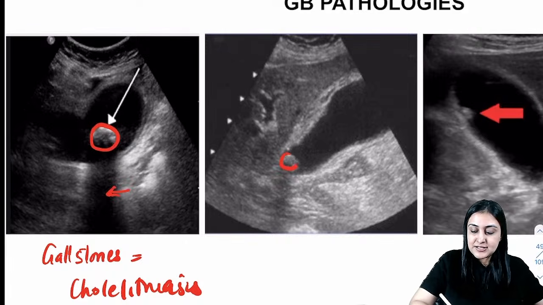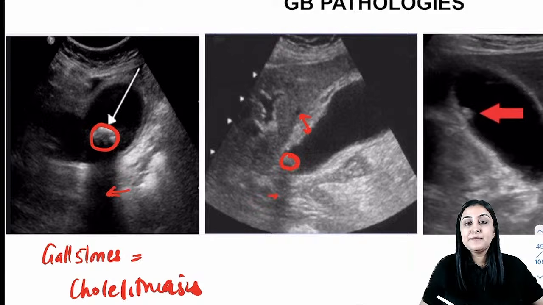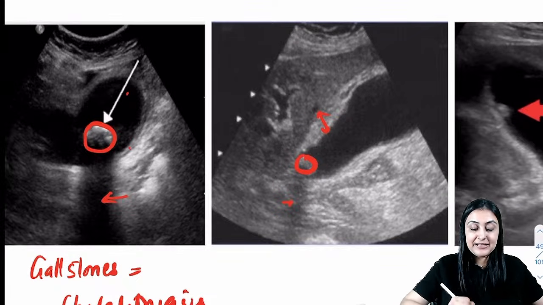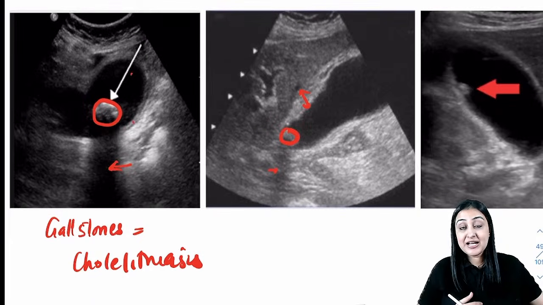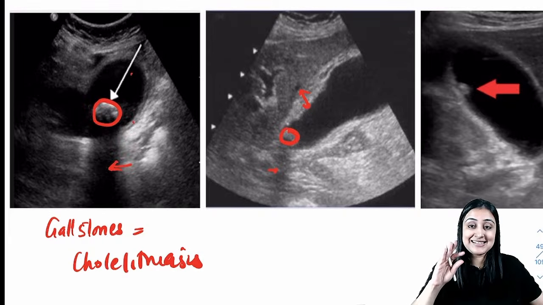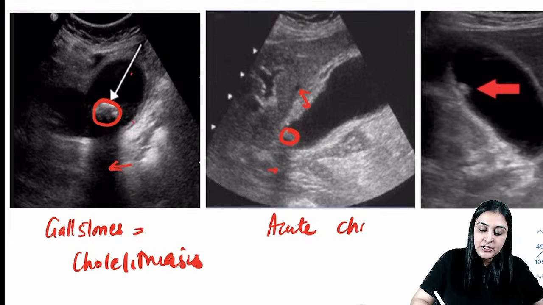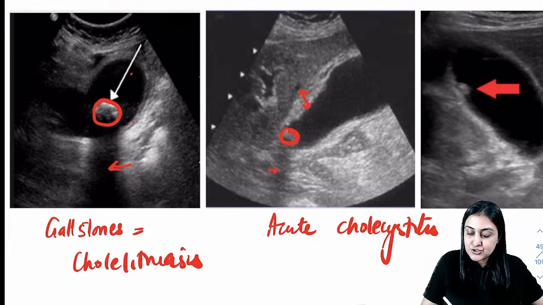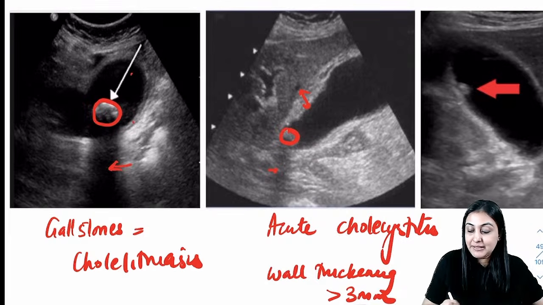When I see a gallstone which is impacted at the neck and I see wall thickening. So here there is a normal wall. Can you see the thin wall? But when I have a thick wall, and clinically you get the history that the patient has fever, right upper quadrant pain, tenderness, Murphy sign positive, the diagnosis becomes acute cholecystitis. So this is acute cholecystitis wherein there will be a stone and wall thickening of more than or equal to 3 millimeters.